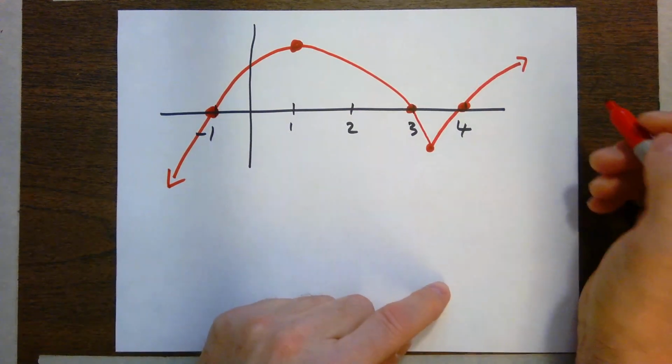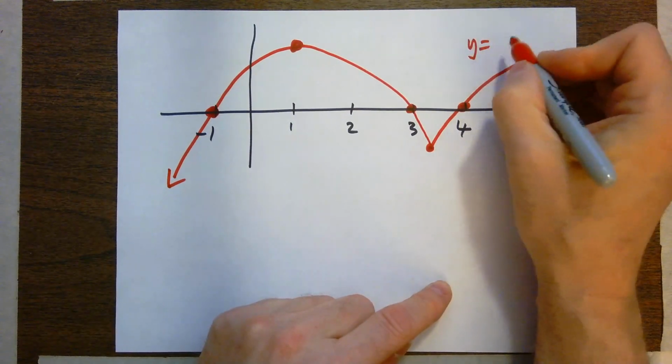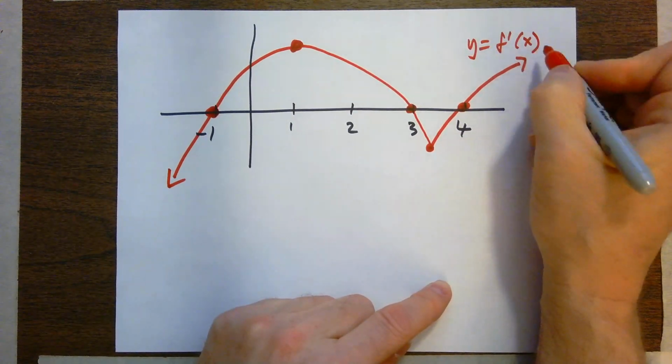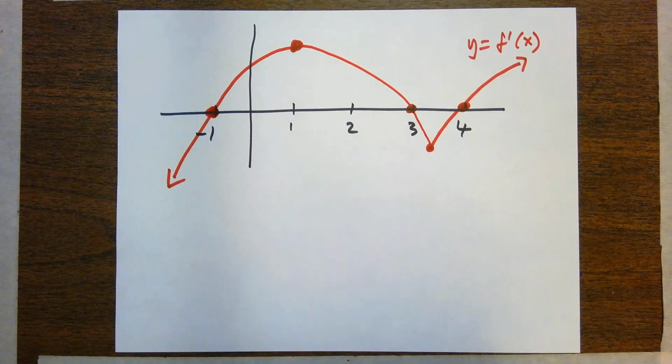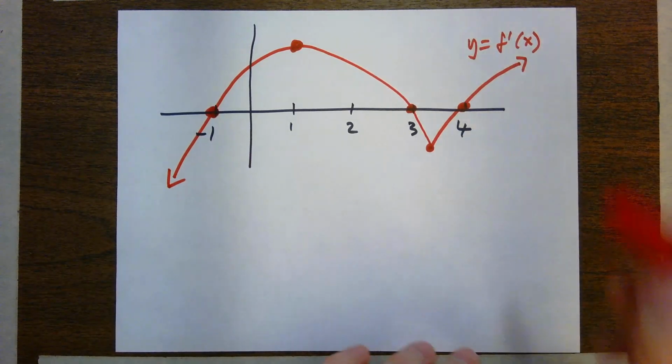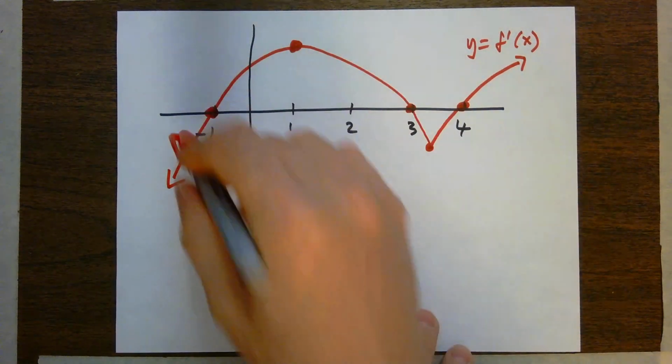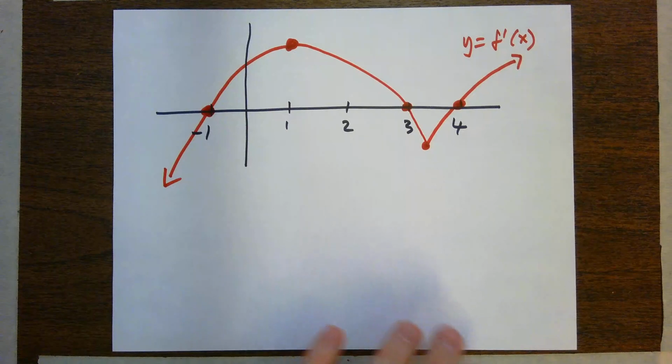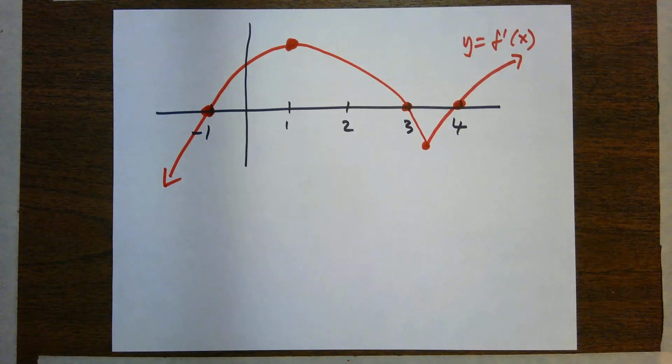But this is not a function. This is actually the derivative. This is a function of the derivative of some other function. So this is not the actual function. This is the derivative. And as we take a closer look at this, I want to see, well, what's happening here? And what can I tell about my original function based on the graph of the derivative?